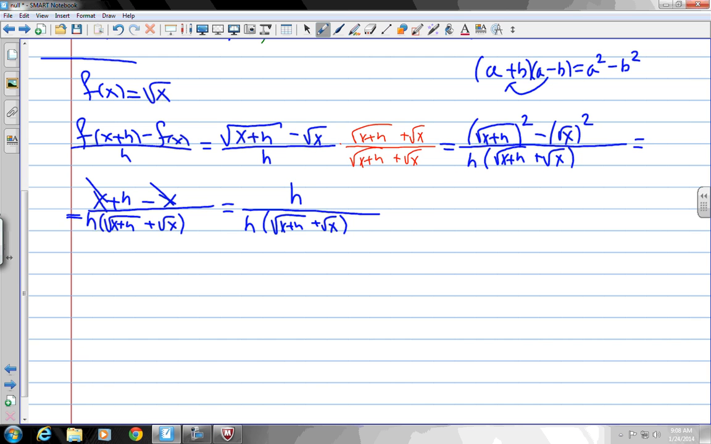And then the h's cancel. And we're done. The original h is gone. Now there's no problem putting 0 for the h. You're going to end up with 1 over 2 square root of x. So that's the calculus step, the easiest step.